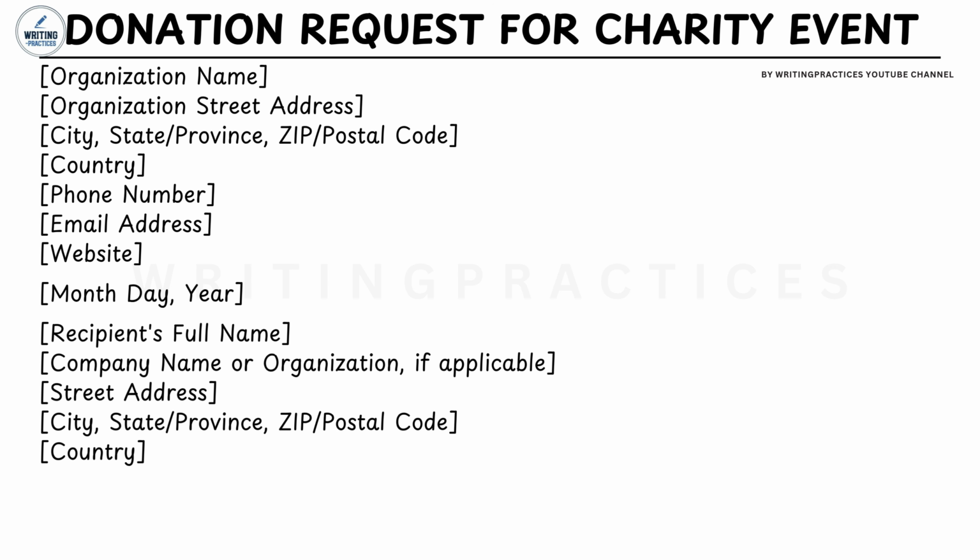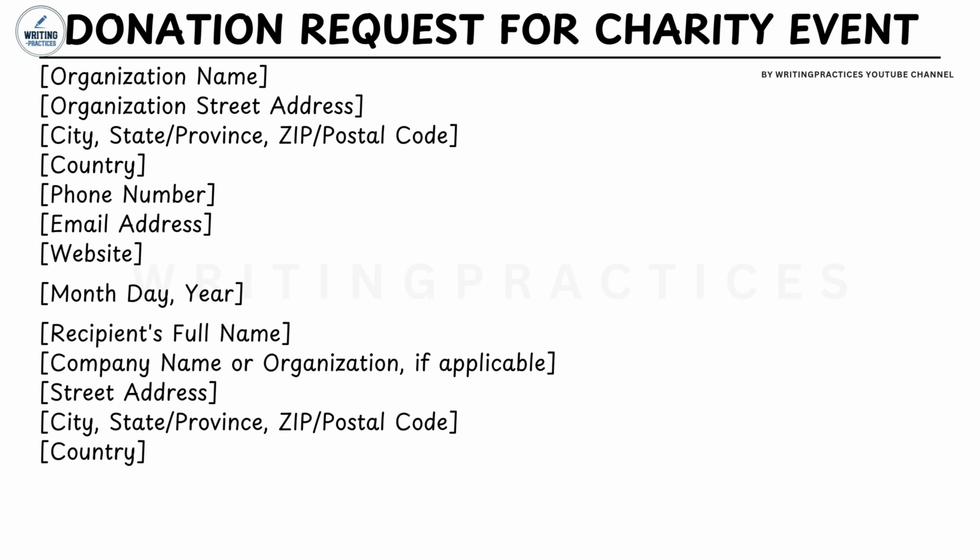This opening paragraph immediately explains why you are writing and introduces the event in a clear and organized manner. It helps the reader quickly understand who is requesting support, what the event is about, and why it matters. Including the event name, date, location, and charitable purpose makes your request more informative and credible.